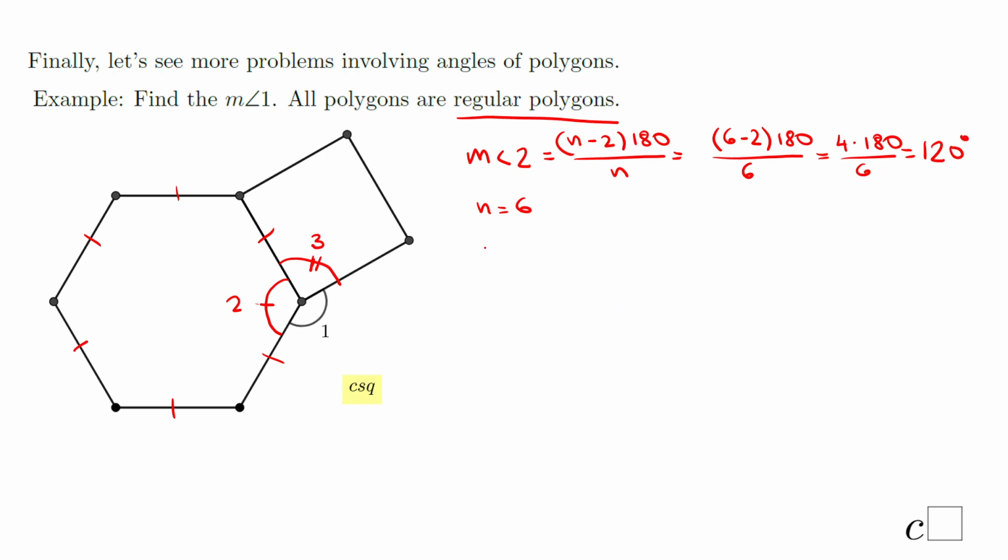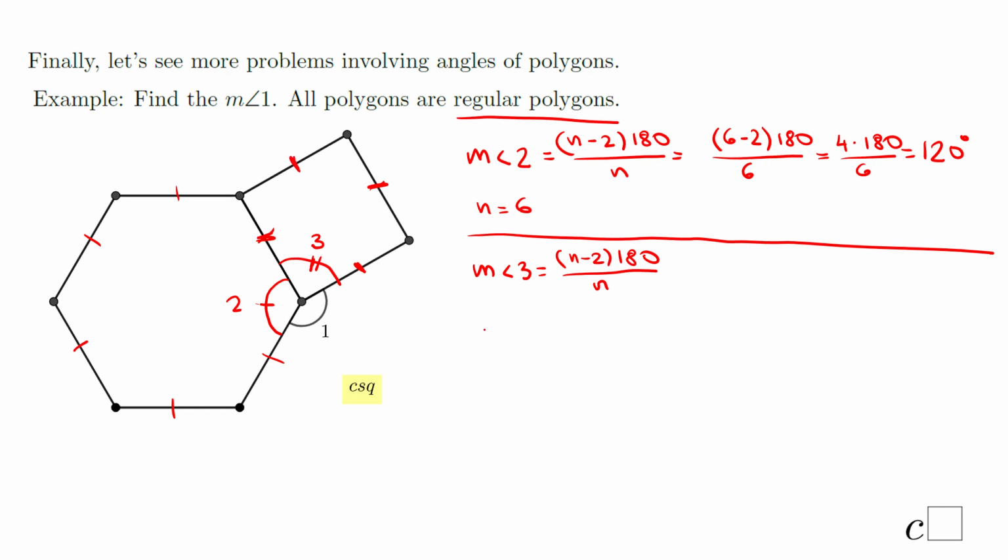Very similar, we're going to do angle 3. The same formula. N minus 2 times 180 divided by n. The only difference now, how much is n? 1, 2, 3, 4. N is 4. It's a quadrilateral. So this is going to be 4 minus 2 times 180 over 4. 4 minus 2 is 2. 2 times 180 divided by 4, and that will be nothing else than 90 degrees.